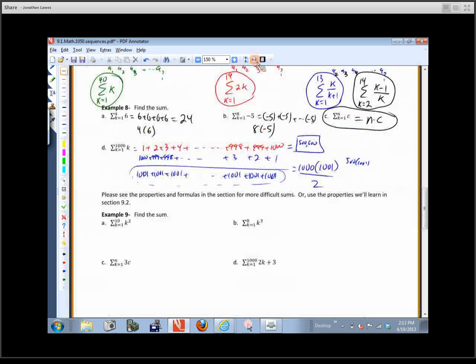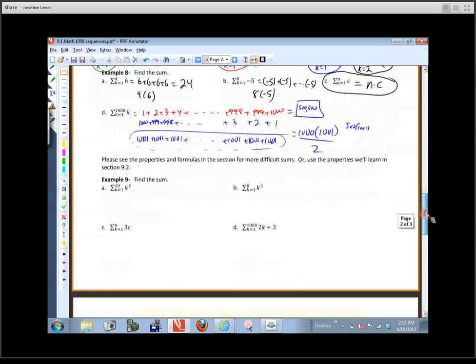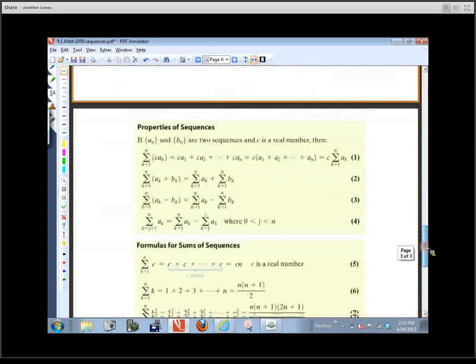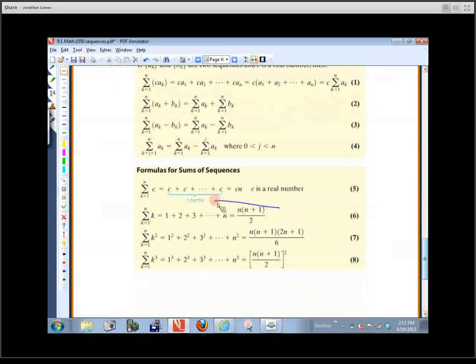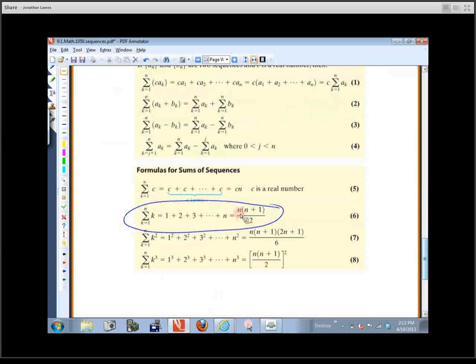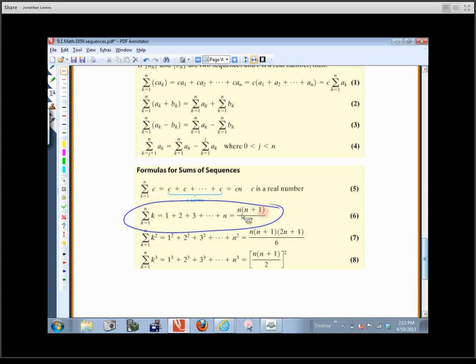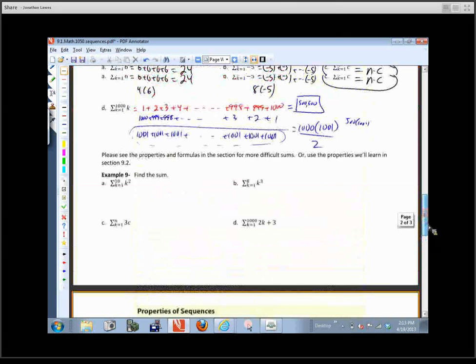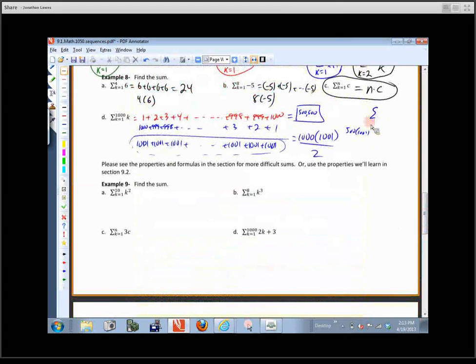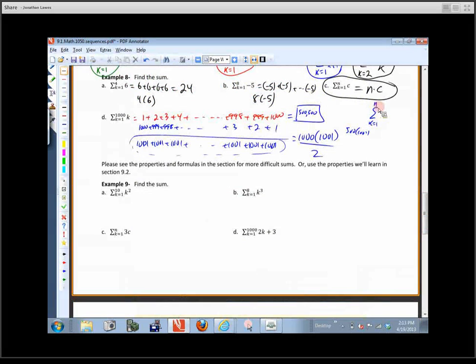Pretty cool, huh? So there's actually a formula, and it's in your textbook. I'll write it up here. If you're adding up the first n integers, you get n times n plus 1 divided by 2. So that's like having 1,000 up here: 1,000 times 1,001 divided by 2. Those are all in your book. I'll show them to you again in just a second. So the sum of the first n integers is n times n plus 1 divided by 2.